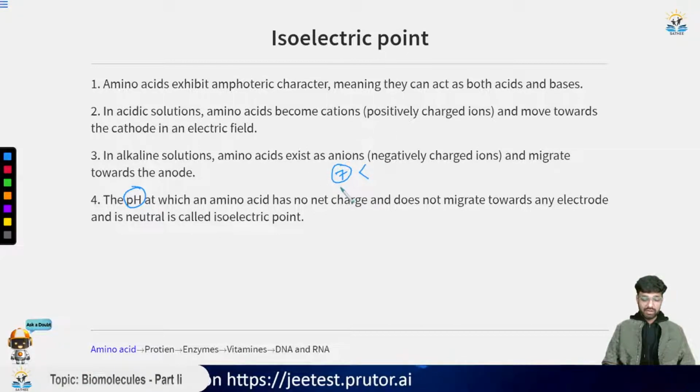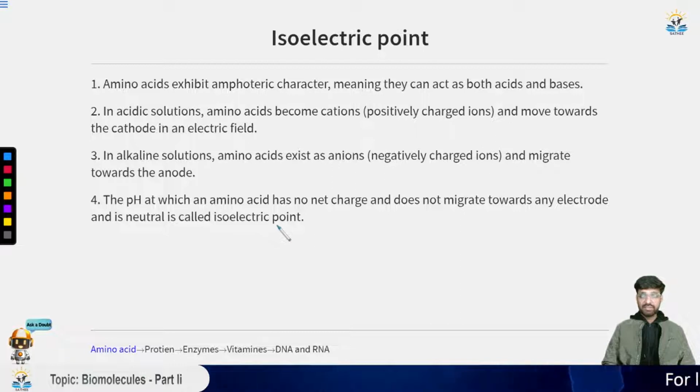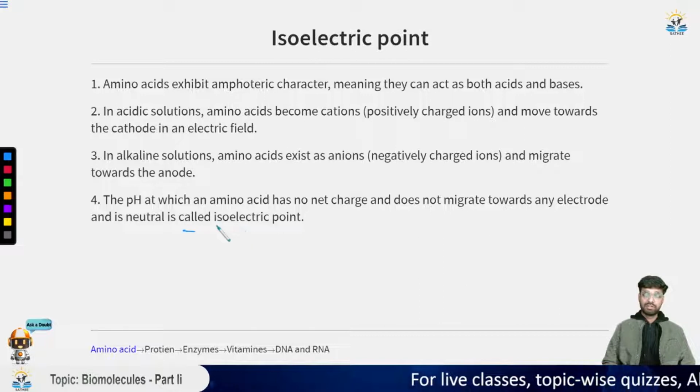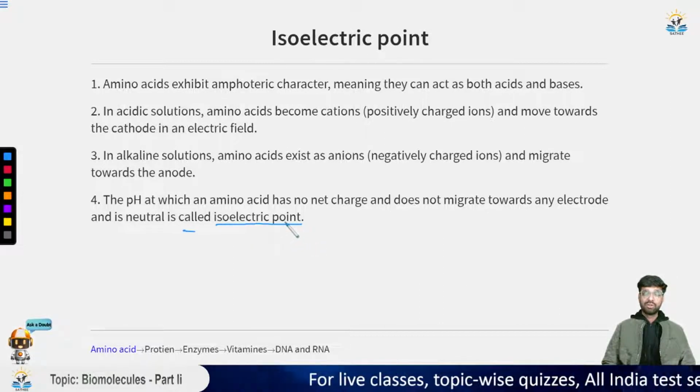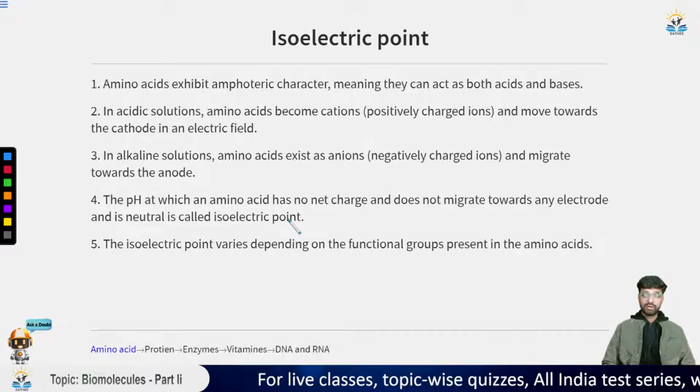But it is not dependent upon the pH only, it is also dependent upon the structure of the compound and the pH at which the Zwitter ion is present. The point where the net charge on the amino acid is 0 is called the isoelectric point. So the point where the pH of the solution is such that the overall molecule is neutral is called the isoelectric point.